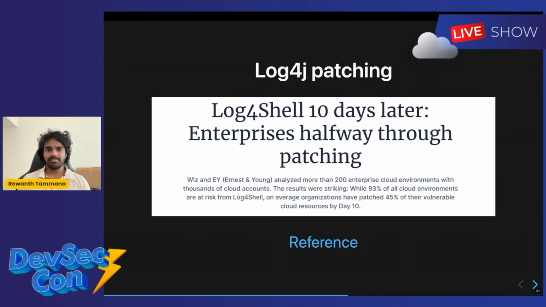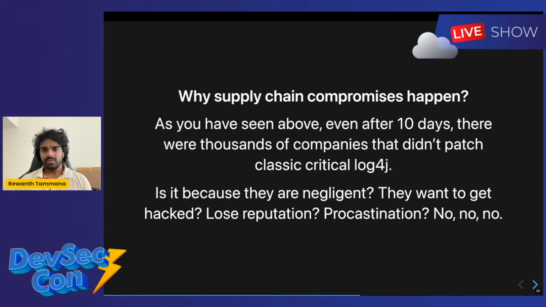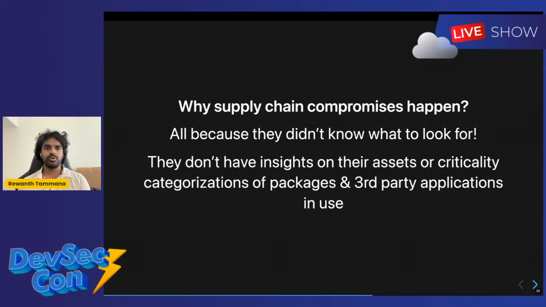So according to a research done by Wiz and EY, even after 10 days of the Log4j team releasing the patch, only 50% of the companies had patched their systems, and 45% of the companies still left their systems unpatched despite it being a critical vulnerability. So why do you think these 50% of the companies did not patch their system? Is it because they're negligent, they want to get hacked or lose reputation? No, none of these are the reasons. It's purely because they don't know what to look for.